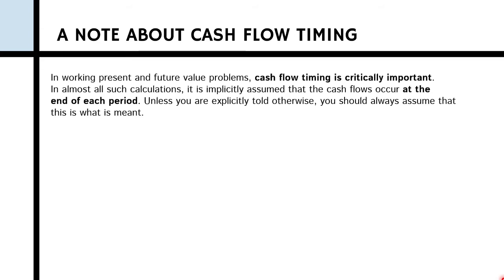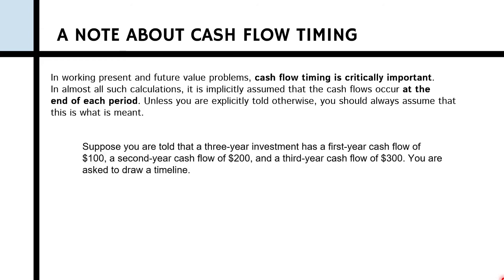Cash flow timing is very important in working present and future value problems. In almost all calculations, we assume that the cash flows occur at the end of each period, unless it is explicitly told otherwise. To illustrate, suppose you are told that a 3-year investment has a first-year cash flow of 100, a second-year cash flow of 200, and a third-year cash flow of 300.